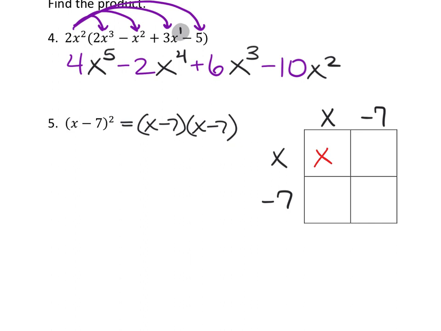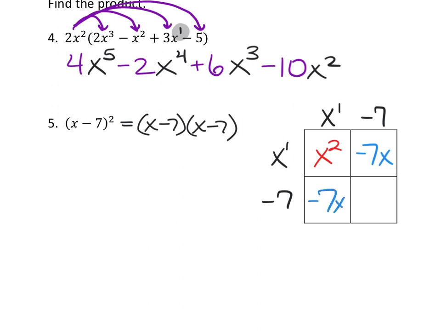Oh, I heard it. To the power of 2. Remember, invisible exponent, we add them. 1 plus 1 is 2. Okay, this next box right here would be x times negative 7. Well, that's negative 7x. Boom, done. The next box, if you look at the grid, would be negative 7 times x. We just did that, so that's negative 7x.